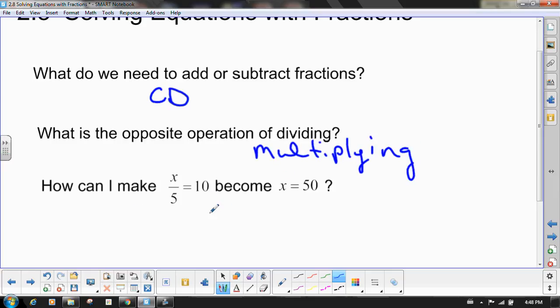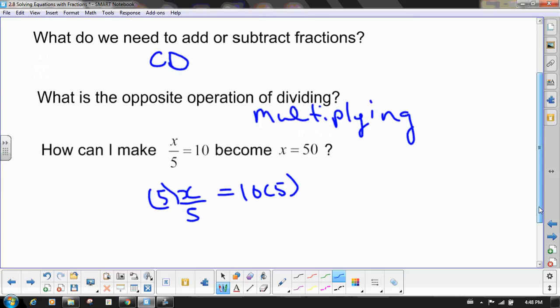And then how can I make x over 5 equals 10 become x equals 50? We're multiplying both sides by 5. And the reason why we're doing that is because 5 divided by 5 leaves us with a value of 1. So x is equal to 50. So we're going to put all those things together, the whole idea of a common denominator.